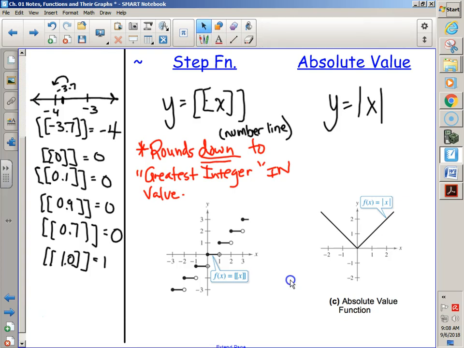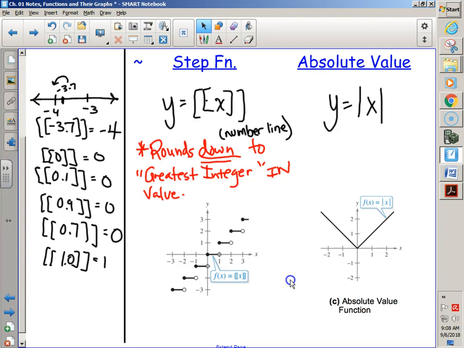And those of you that did the one we just saw in homework incorrectly on letter D, this is what you didn't realize. The greatest integer in negative 3.7 is actually negative 4. It hasn't gotten up to negative 3 yet. So let's go back to homework and see if that makes sense.